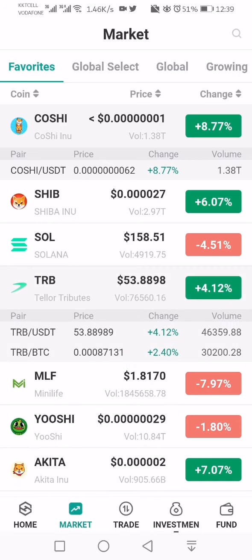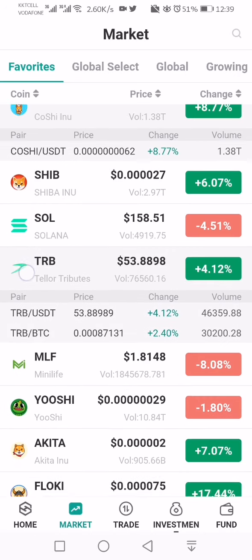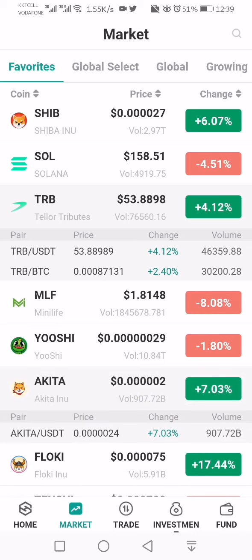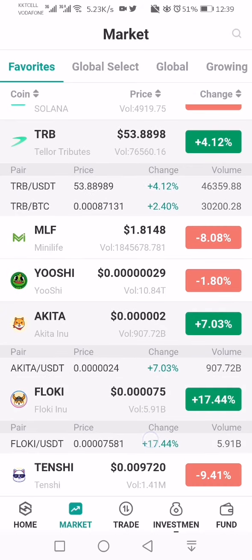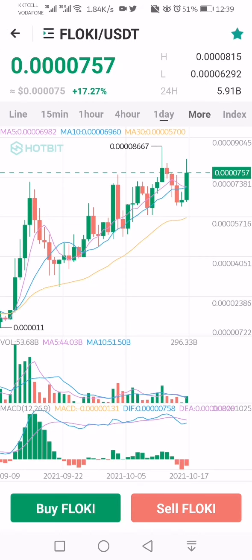You can see TRB is plus 4 percent, and Akita has gained 7 percent. Oh my god, this is Floki. Okay, it has gained 17 percent in a single day. And this is one of the favorite cryptocurrencies of Elon Musk, one of the richest persons in the world. He is from America, and he supports this coin on his official Twitter page.